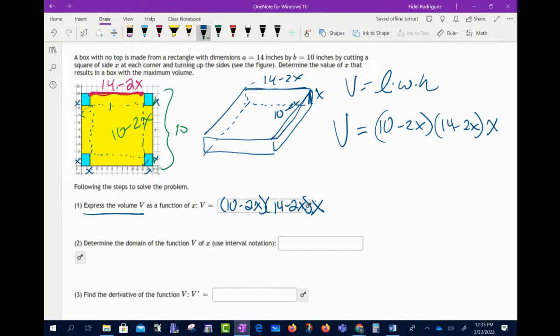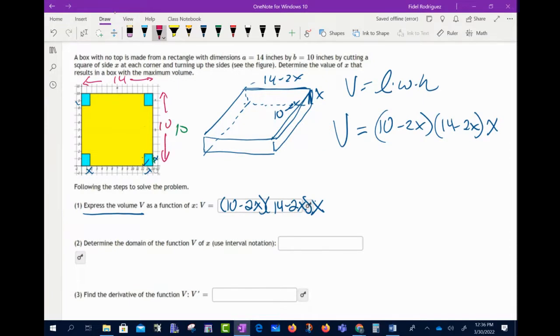All right. Now, the second part, part 2, is asking, can we find the domain of the function V of x? So we want to find the domain. Now, think about this, y'all. If I come back to this original picture that I had here, let me clean this up a little bit. We already said that the distance from there to there was 14, and the distance from here to here was 10.